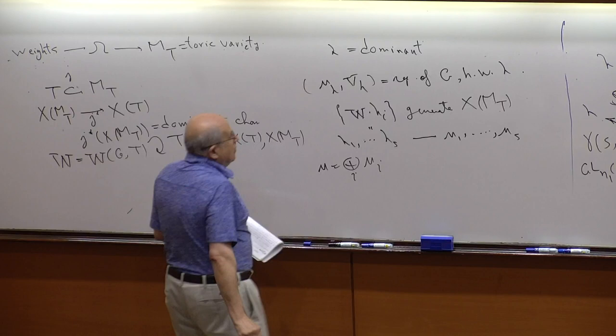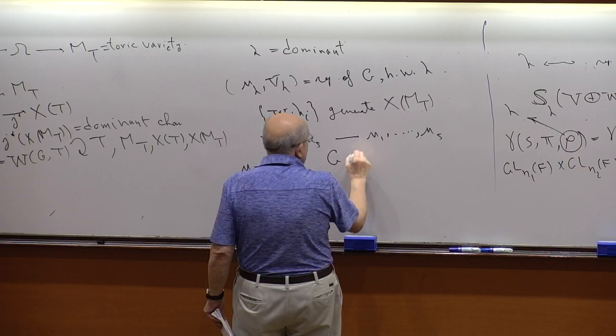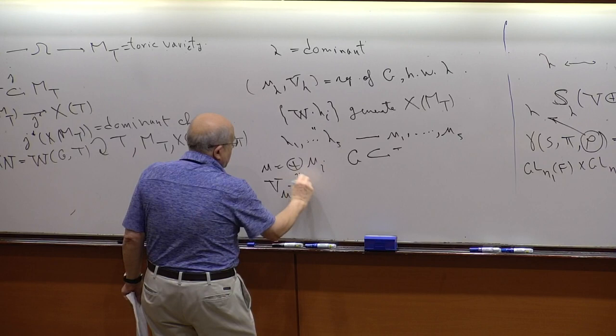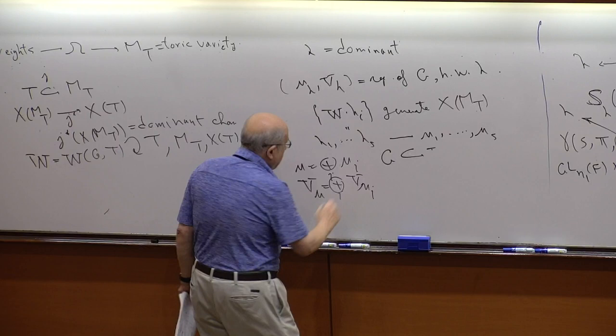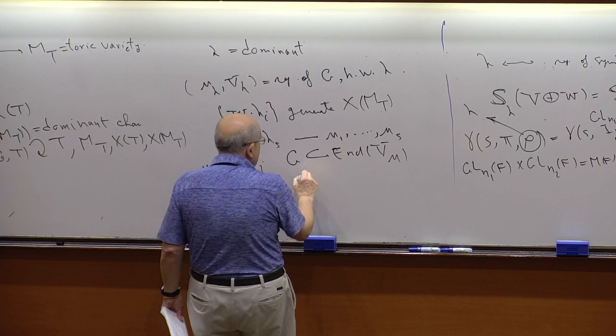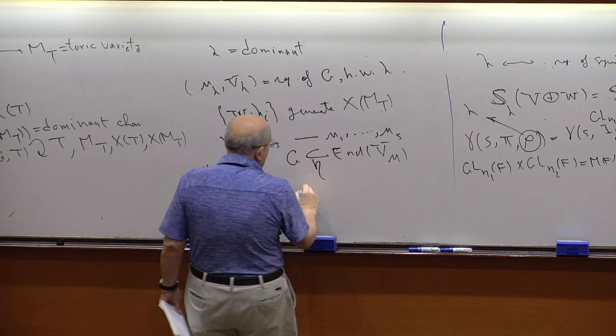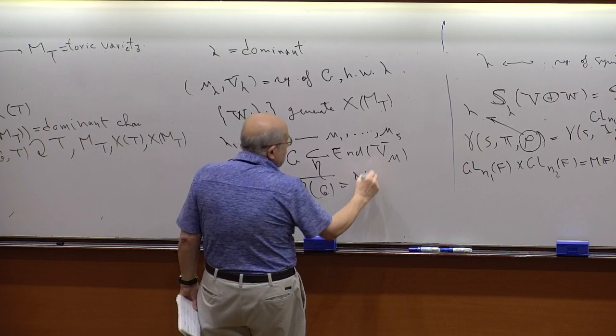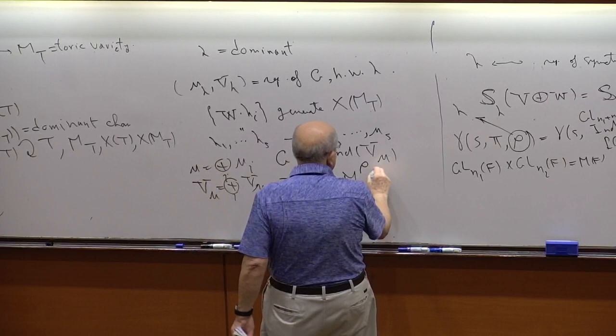All right. And then this will allow you to embed G. G will embed inside the endomorphisms of the space V mu, which is the direct sum of the V mu i. And G will act on the endomorphisms of V mu, and therefore G embeds in here. Let me call this embedding eta. And then you take eta of G and find its closure. This would be the monoid. So this is the monoid corresponding to rho, and rho is the one which is given by these weights.